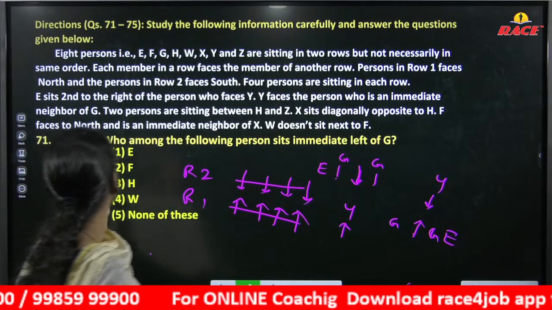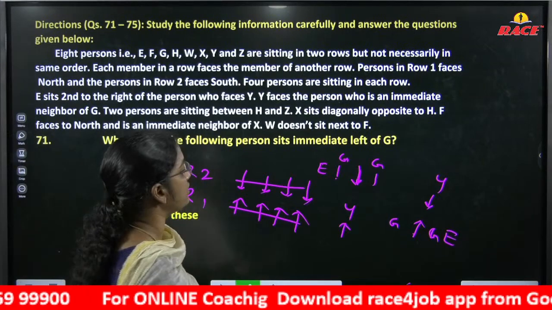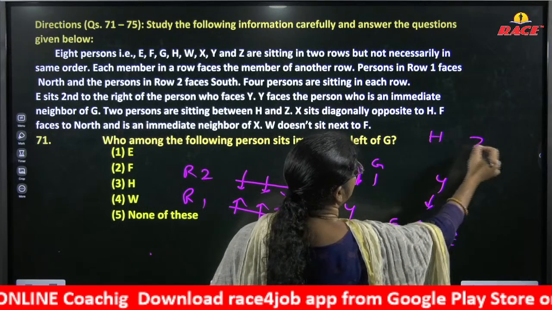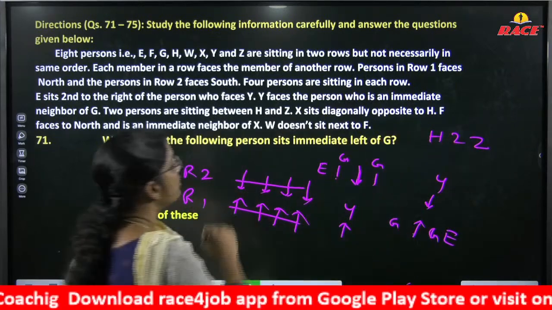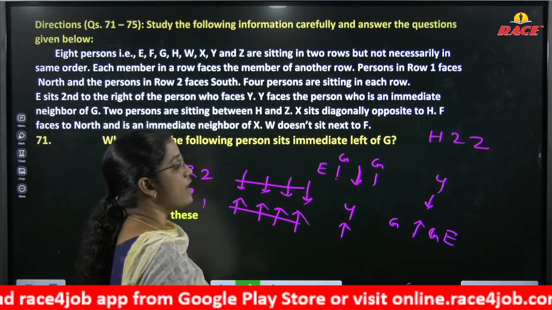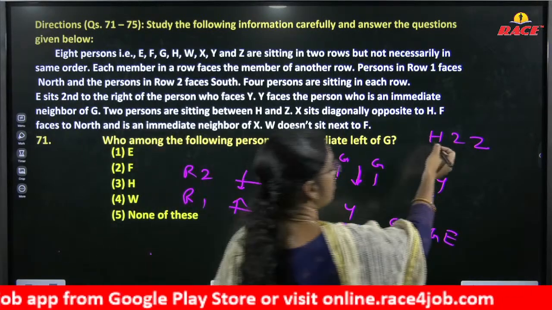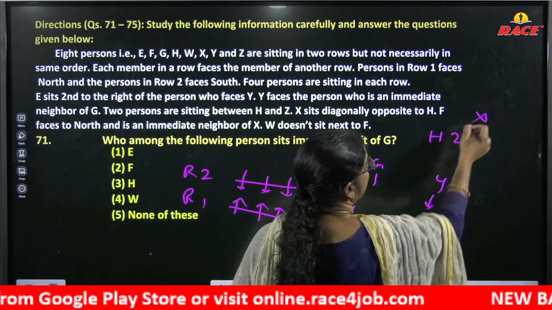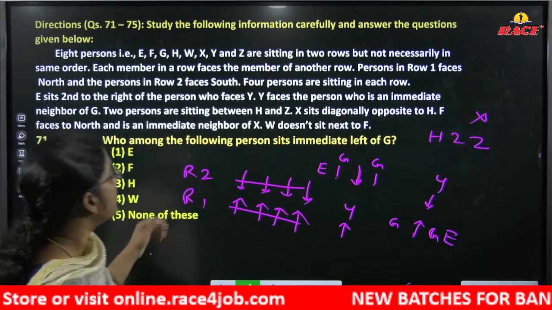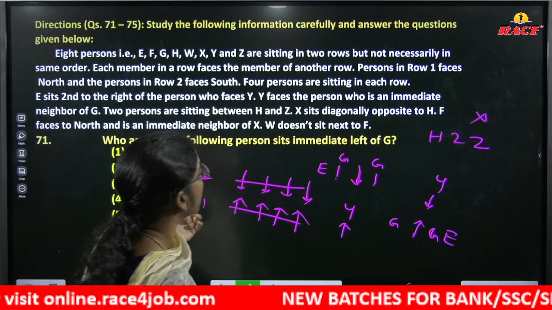Then two persons are sitting between H and Z. So here we have one more piece of information: in between H and Z, two persons are there. Next, X sits diagonally opposite to H. That means if you take it this way, this position is diagonally opposite to H, so X is there.